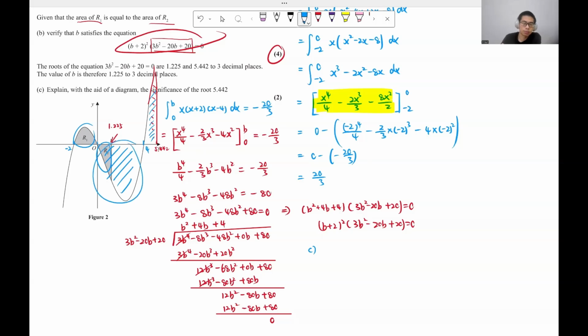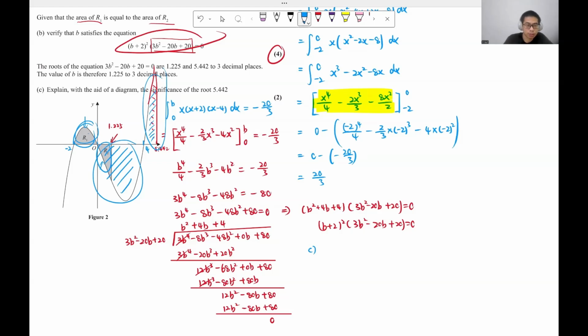Because this part is below, this part is above, and this part is also above. So it just means the area above the x-axis, added up, is equal to the area below the x-axis. So that's all it means. If the area of R1 is equal to the area of R2, so if this is 20 over 3, then this is 20 over 3, but one positive, one negative. So one is above, one is below. The geometric meaning just means whatever is above the x-axis is equal to whatever is below the x-axis.